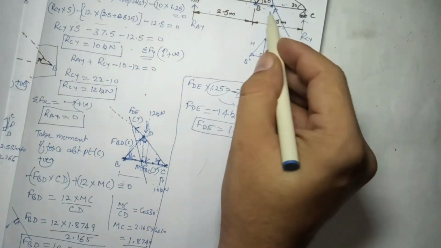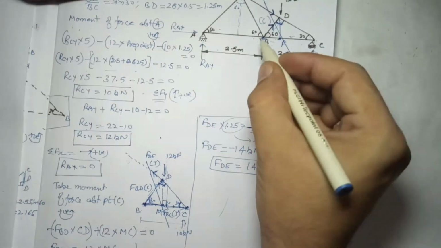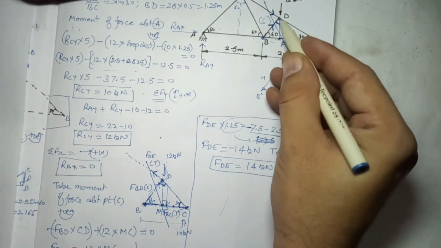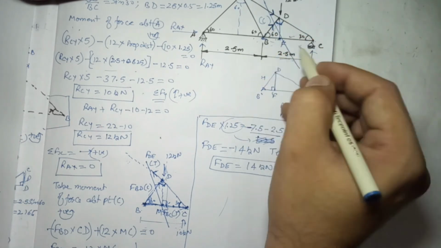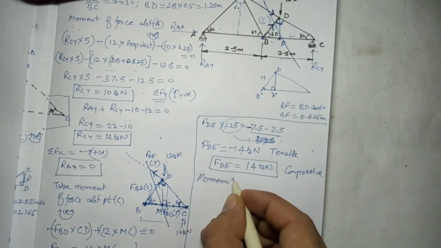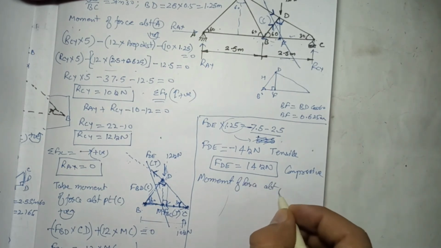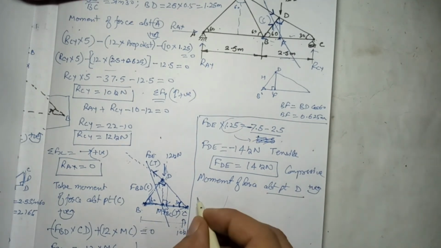Now to find out FBC, I will take the moment about point D. If I take the moment about point D, FBD is 0, FED is 0, FBC we will have. So I will write the value now. Moment of force about point D, and I'm taking again anti-clockwise positive.